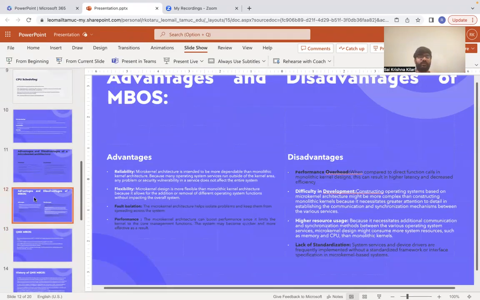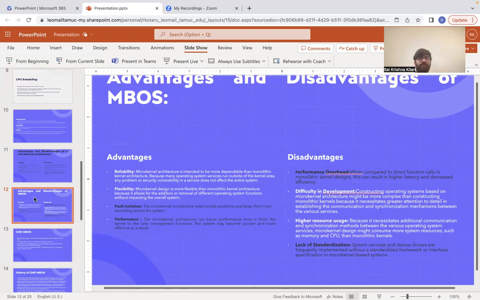More advantages and disadvantages of microkernel operating systems. Reliability: microkernel architecture is intended to be more dependable than the monolithic kernel architecture because many operating system services run outside of the kernel area, and any problem or security vulnerability in a service does not affect the entire system. The flexibility: microkernel design is more flexible than the monolithic kernel architecture because it allows for the addition or removal of different operating system functions without impacting the overall system.